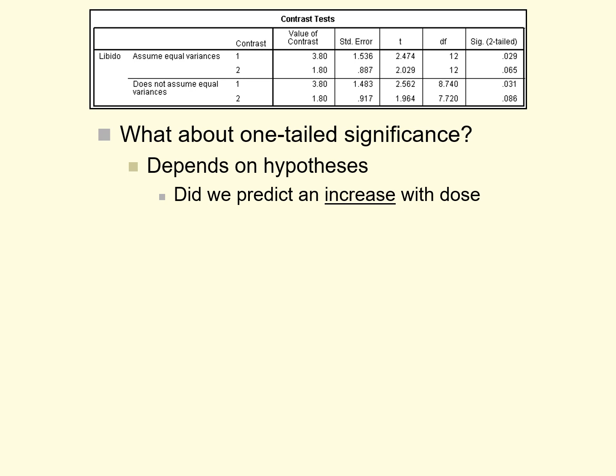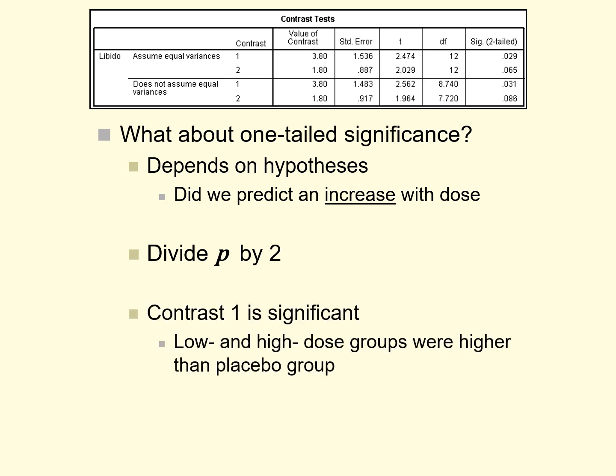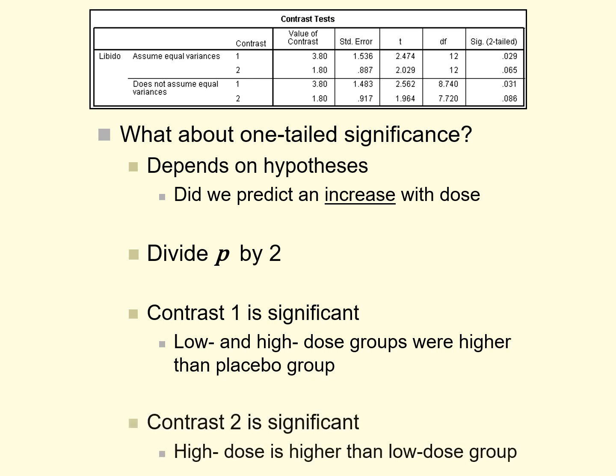If we wanted to take that path, all we need to do is divide the p-values for each of these contrasts by 2, of course yielding smaller values, and under that approach to testing, contrast 1 is of course still significant. And contrast 2 is significant because 0.065 divided by 2 is less than 0.05. So we might reason that the high dose group is significantly different from the low dose group if we did one-tailed tests of significance.